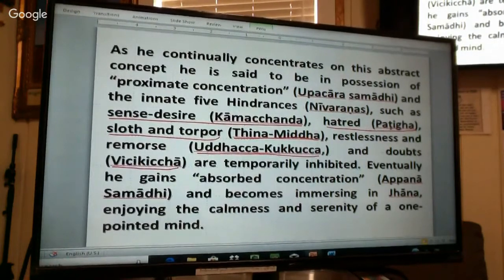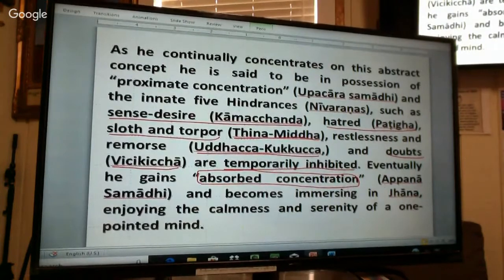Vichikicca means doubt. So these five kinds of hindrances are very dangerous for the progress of our mind. At the time when you get upachara samadhi, they are temporarily inhibited. They stop; they cannot continue walking. And then practice again and again with the paribhaga nimitta. At that time, you eventually gain the absorbed concentration. That kind of concentration we want.